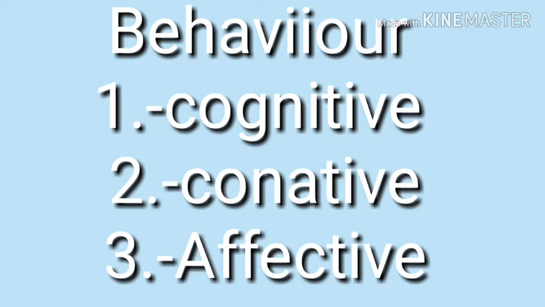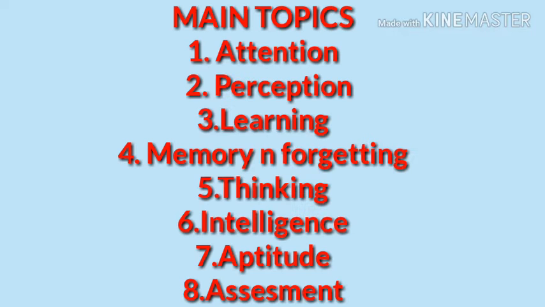So this topic deals with the cognitive processes, the mental activities, and in this the main topics are: number one is attention, number two is perception, number three is learning, number four is memory, number 5 thinking, number 6 intelligence, number 7 aptitude, and number 8 is assessment of the cognitive processes. After memory, forgetting also is a subtopic in the memory.